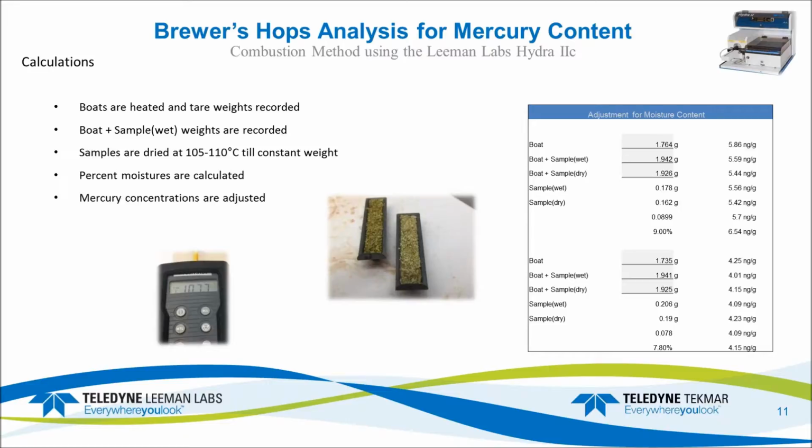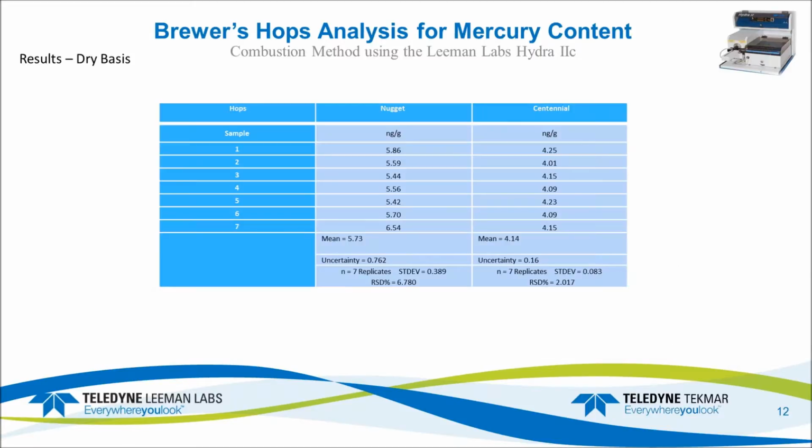The percent moistures are on the right-hand side, and it's interesting that when I was looking up some of the particulars about hops, it says when they're prepared and dried in the kilns, it is normally between 7 and 9% moisture. So I felt like I came out pretty close on that. The results are on a dry basis.